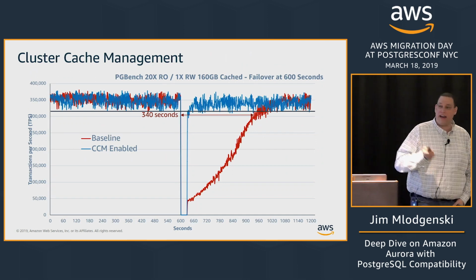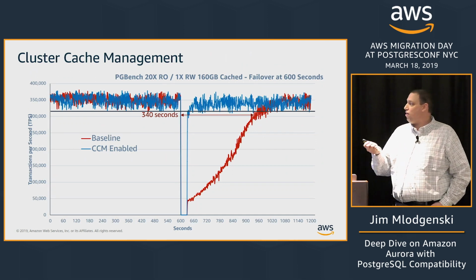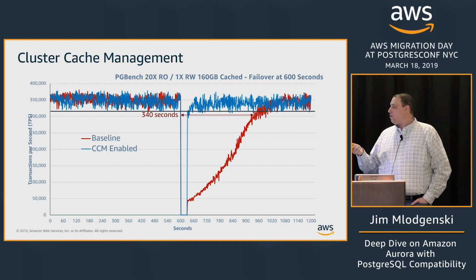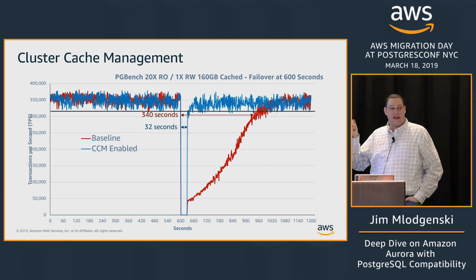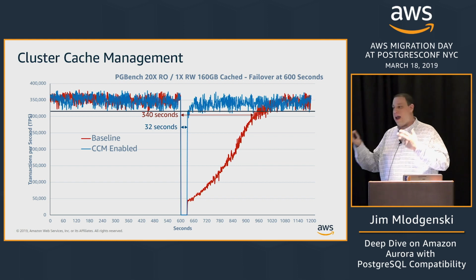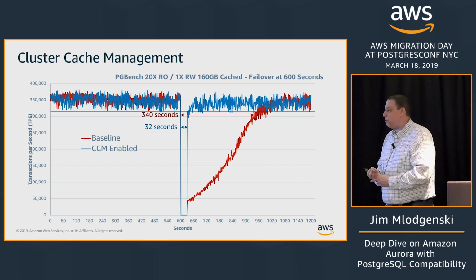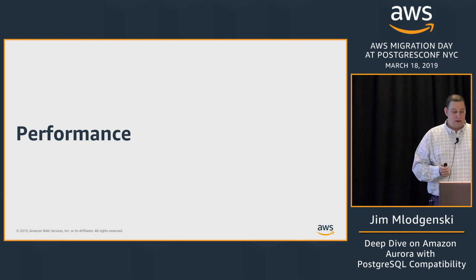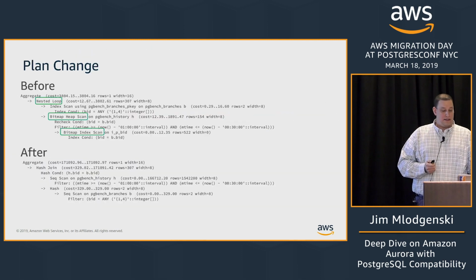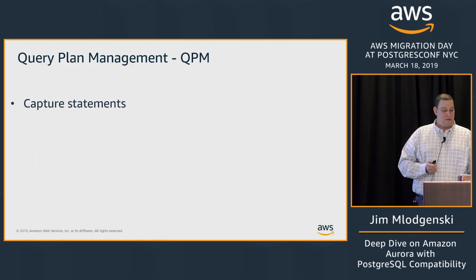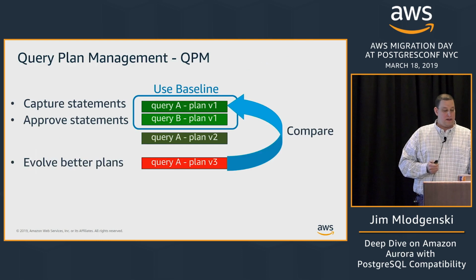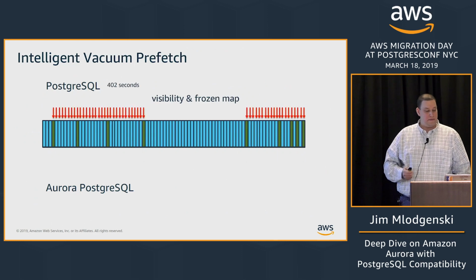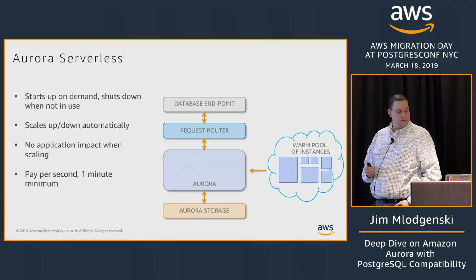The net effect of that is when a failover happens and you have CCM enabled, that 340 seconds now goes down to 32 seconds because that cache is already warmed to what the master was. Okay. With that, I'm going to jump past all this, and I think the last thing is the performance, and Jim will cover all that, and with that, questions.